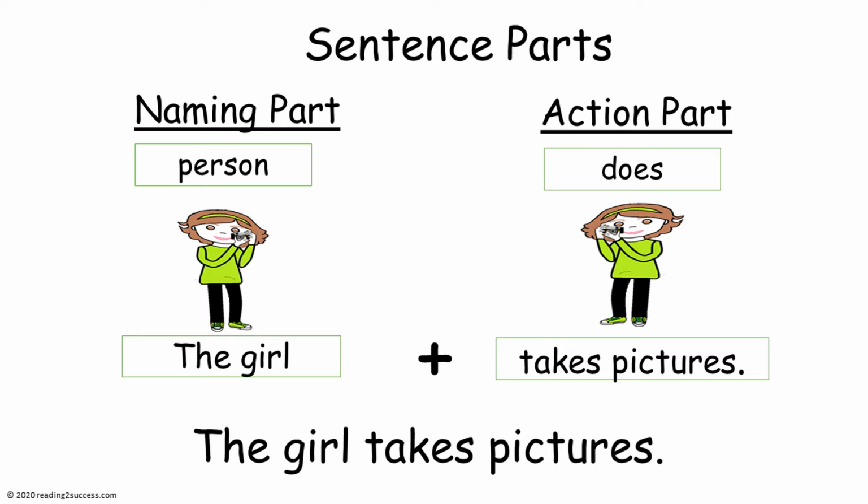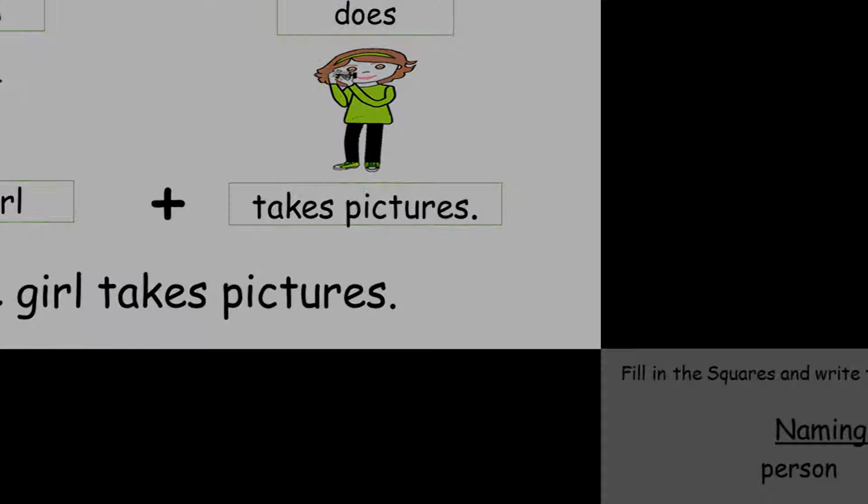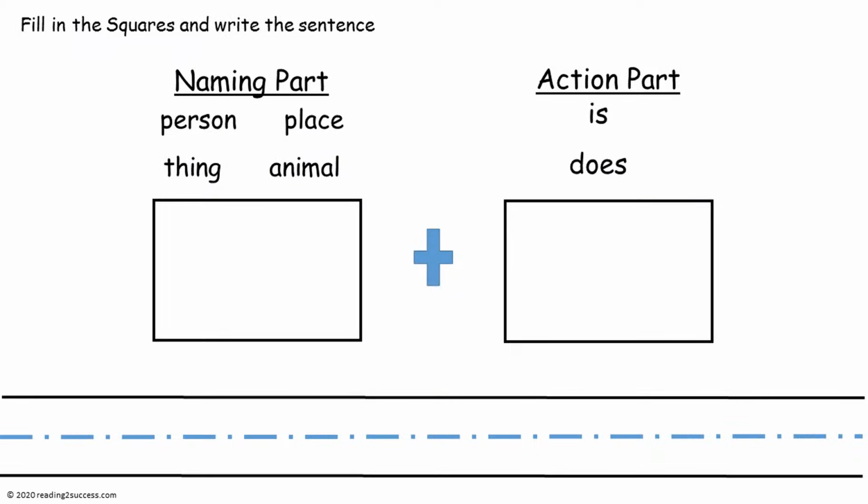So begin by taking the person from the naming part cards and the matching person from the action part cards. Then put them together. The person card says the girl, and the action part card says what the girl does, takes pictures. So when we put those two parts together, we make the simple sentence, the girl takes pictures. Now have kids complete this practice page using the same two cards to make the simple sentence.